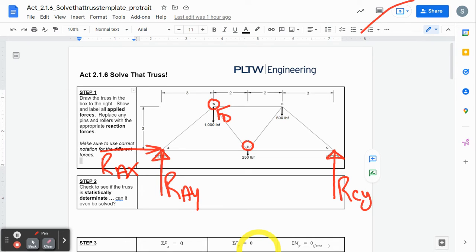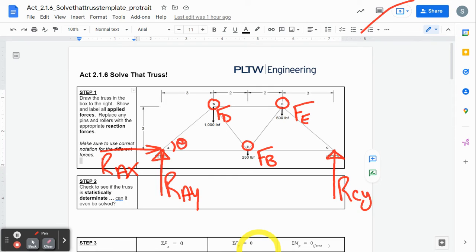This right here at B could be called F of B. And then this joint here at E, this force is going to be FE. Later on, we're going to end up solving for various angles because we're going to need this for when we talk about the method of joints in step 5.